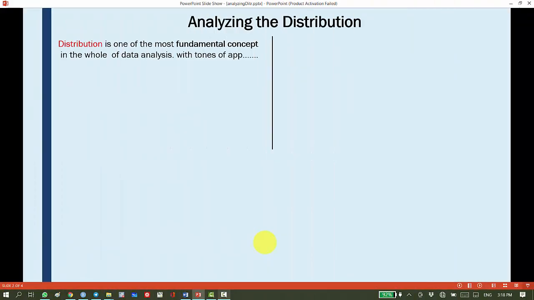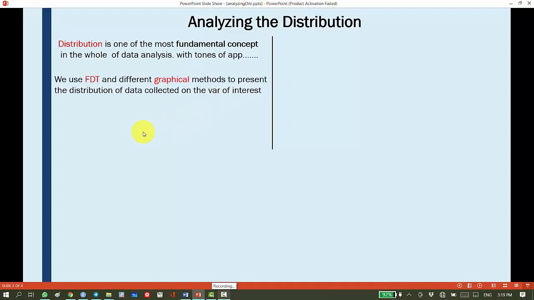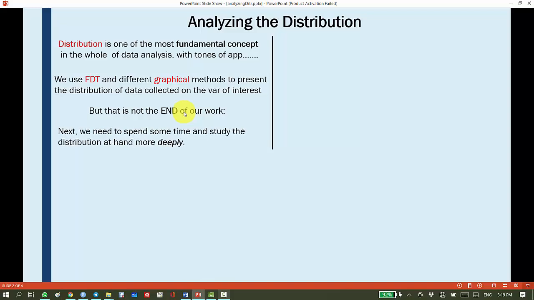The distribution of a variable is one of the most fundamental concepts in the whole of data analysis, with countless applications. So far, we have used frequency distribution tables and different graphical methods to present the distribution of the data collected on the variable of interest. But that is not the end of our work. In order to really deeply understand the distribution of the variable, we have to further study and analyze the distribution.